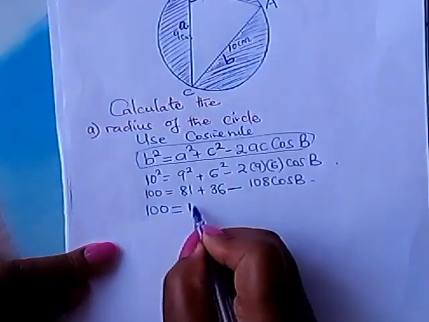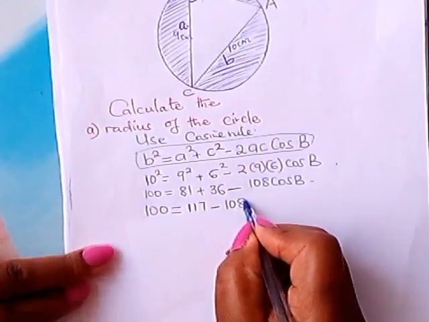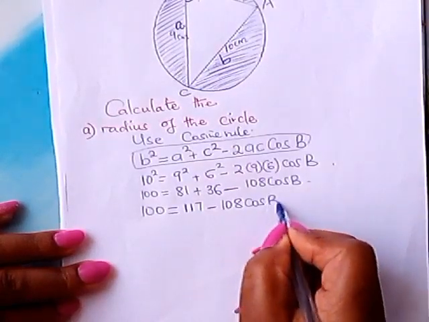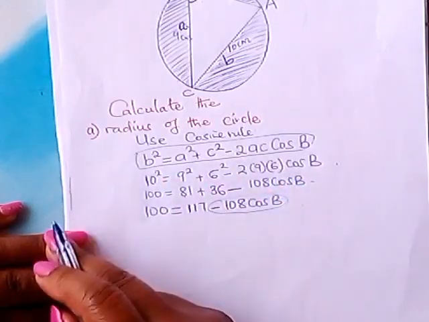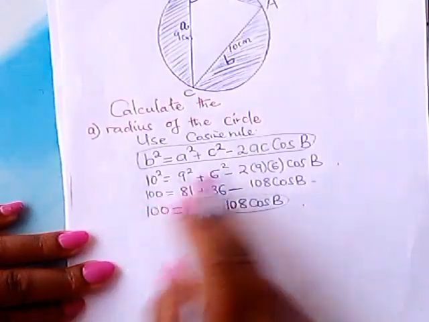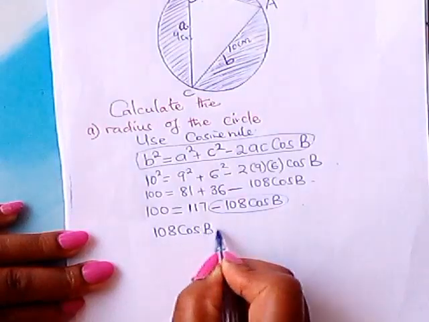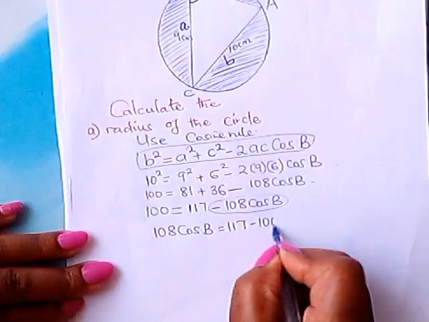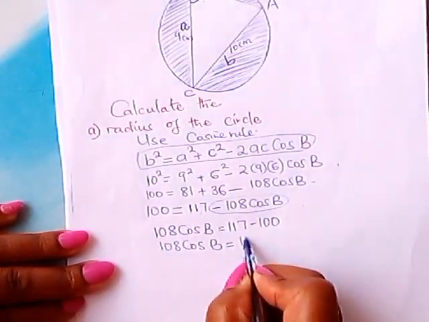So you continue and see this is 100. 81 plus 36 gives you 117 minus 108 cos B. From there, you want to make cos B the subject, so take the whole of this to this side and this on this side. If you bring it this side, 108 cos B becomes positive, 117, bring 100 on this side, you subtract. And therefore 108 cos B is equal to 17.